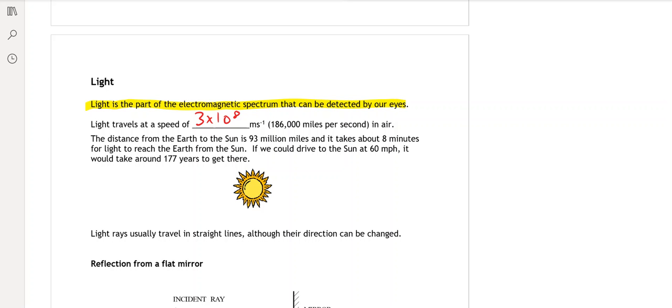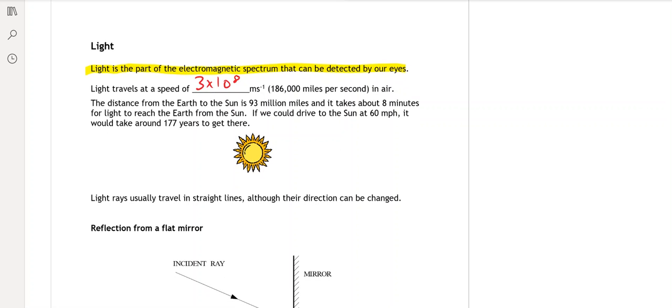But the unit that we should be familiar with is the meters per second. The distance from the Earth to the Sun is 93 million miles, and this takes light about 8 minutes to travel. So just a little bit of revision to remind ourselves about the sort of scale that we're talking about here when we talk about the speed of light.